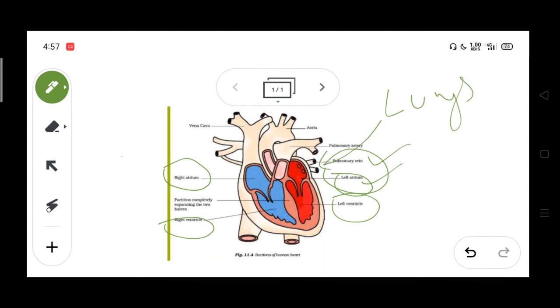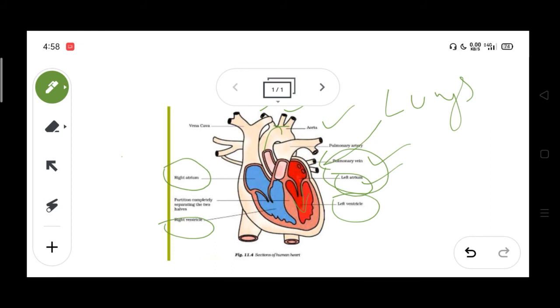So you can see 2 pulmonary veins here. And the left atrium will pump the blood to the left ventricle. And from the left ventricle, the main artery of our body arises, which is pumping blood away from the heart. That is called the aorta. You can see other branches of the aorta here. 3 branches you can see. These are the arteries.